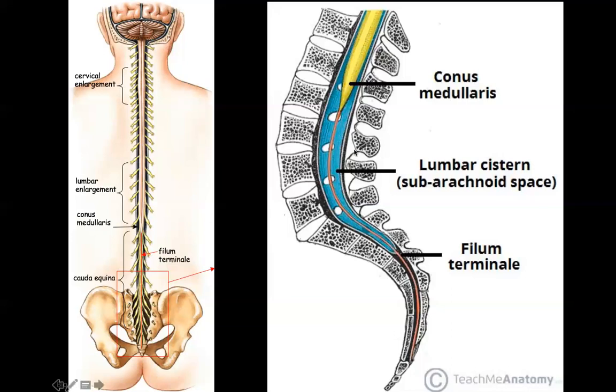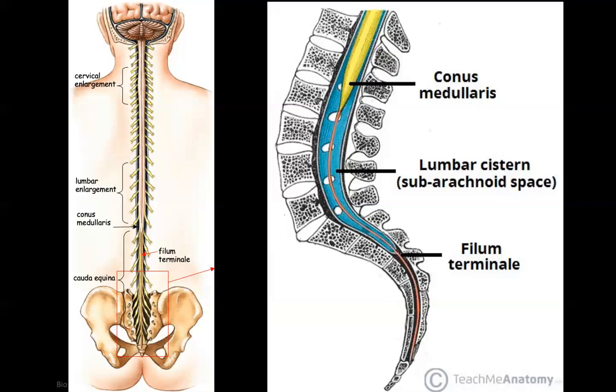So if somebody's getting a spinal tap or a lumbar puncture, there's a needle that's going in between the spinous processes of the adjacent vertebrae, in through the dura mater, in through the arachnoid mater, and drawing a sample from this space right here.